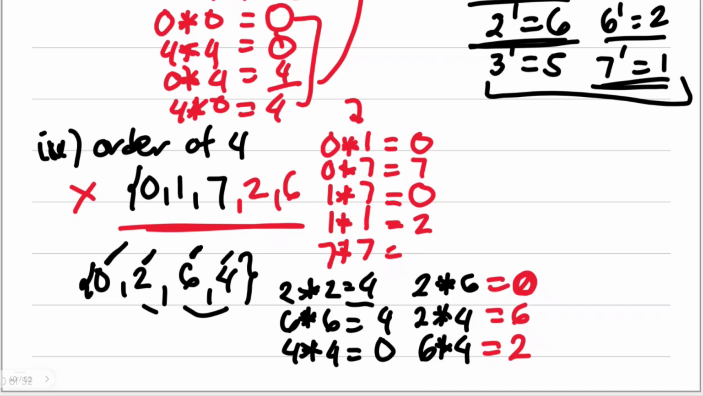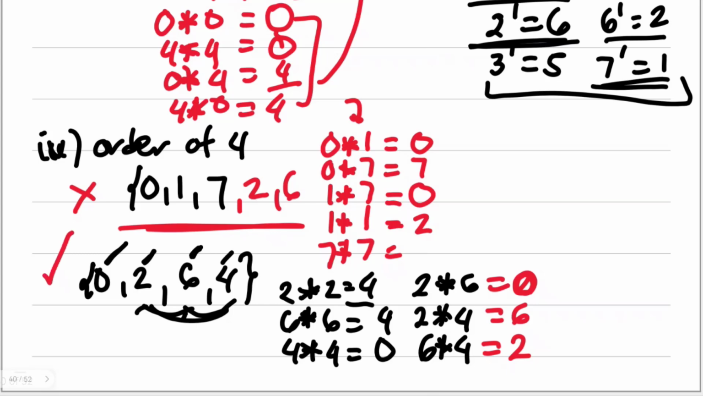It's closed. 2 and 6 is 0. It's there. 2 and 4 is 6. It's there. 6 and 6 in itself, 4. 4 and 4 is 0. 0 and 2 and 2 is 4. So they are also closed. So this is already okay.